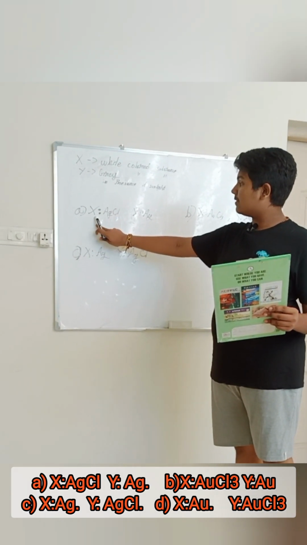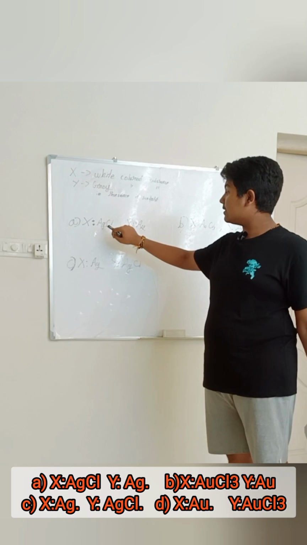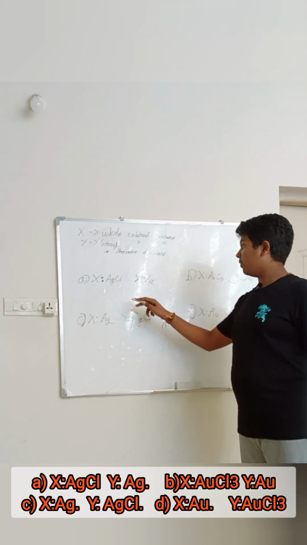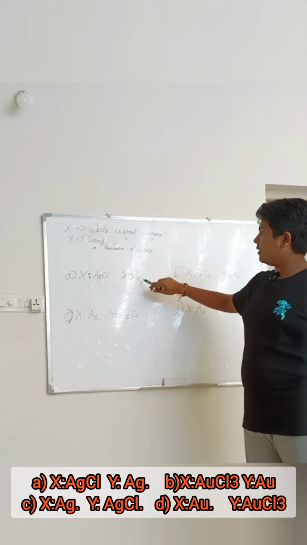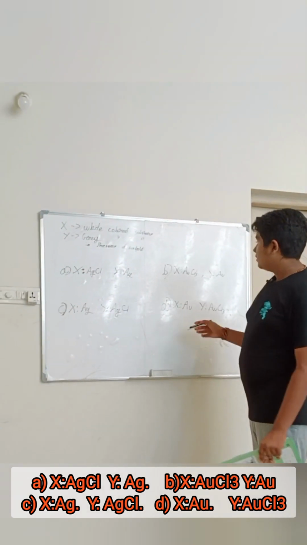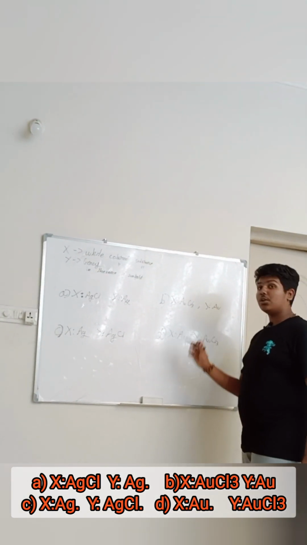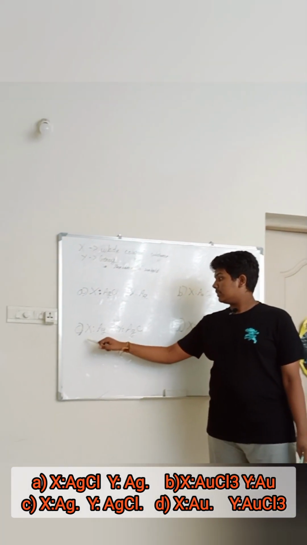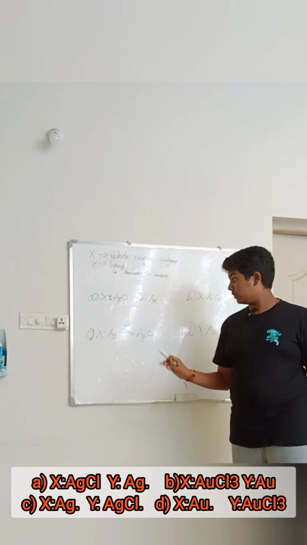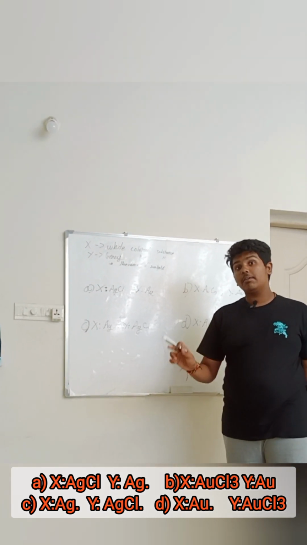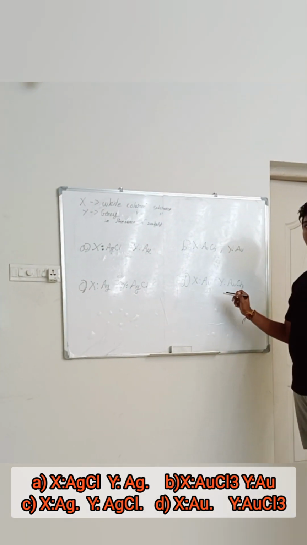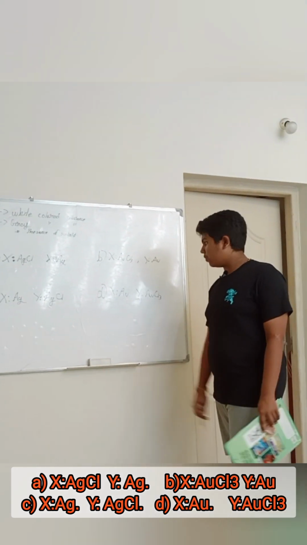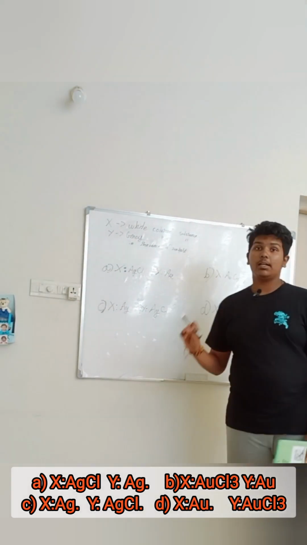Here the first option is given: X is AgCl. Ag stands for silver. So silver chloride is X here. And Y is given as silver. In this second option, X is gold chloride and Y is gold. Here in C, X is silver and Y is silver chloride. While here, X is gold and Y is gold chloride. So which of the given options is correct?